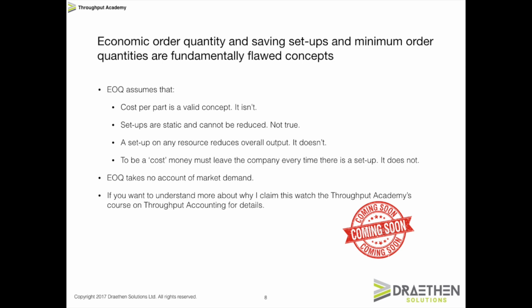Okay. The other thing to bear in mind is setups are not static. They can be reduced. I worked with a group of guys up the road from here. They had an 8-hour setup on a machine, and they got it down to under 15 minutes. Okay, it doesn't have the same cost, it doesn't imply the same thing. So watch out for the video on throughput accounting, where it will explain all of this in a lot more detail. But the point for this video is that economic order quantity is not a valid concept anymore. The assumptions on which it's based are no longer correct.